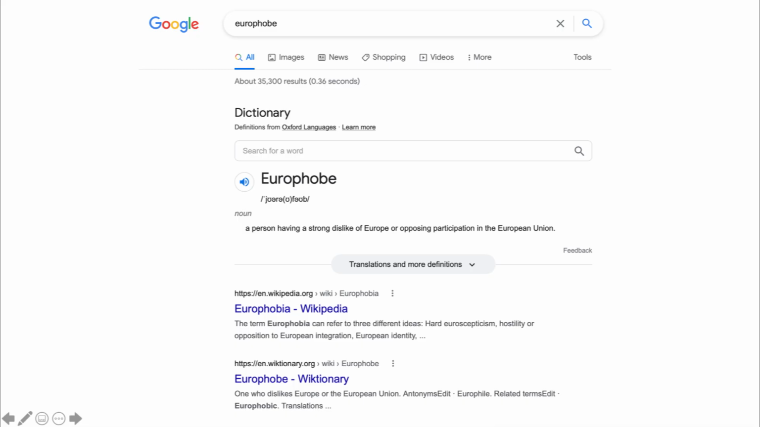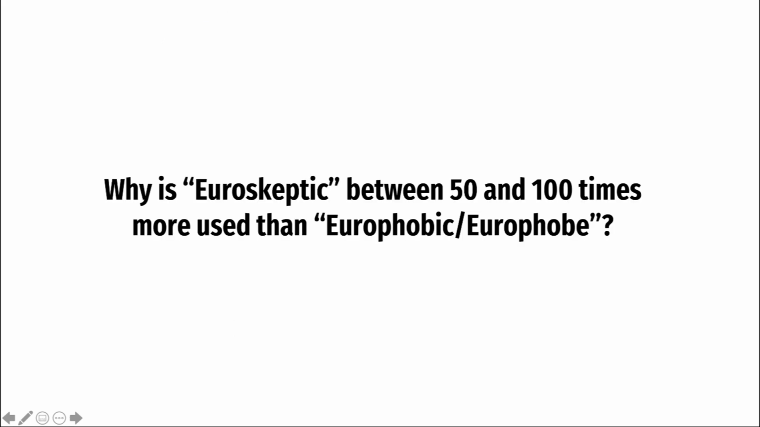And something similar happens with Europhobe, right? Europhobe returns 35,000 results, a bit better than Europhobic, but still it's a far cry from the almost 2 million results returned by Eurosceptic. So again, this asymmetry is very telling, and it begs the question, why is Eurosceptic between 50 and 100 times more used than Europhobic/Europhobe? Now let's pause at that for a second.